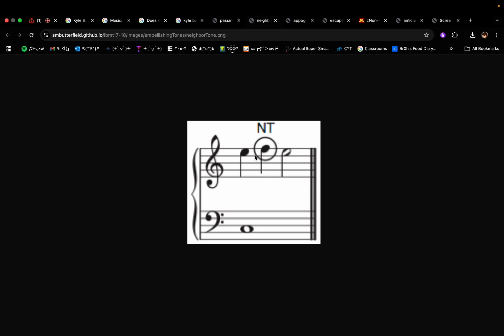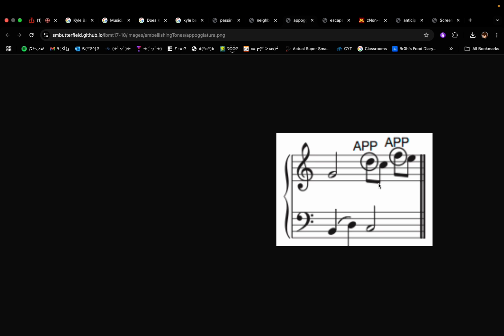The second type of non-chord tone we have is a neighbor tone. Neighbor tones are also called auxiliary tones, and they move stepwise, just like passing tones, but they move away from a chord and return. Appoggiaturas are a third non-chord tone. They're approached by a leap, and then they resolve in stepwise motion. Usually the step is in the opposite direction, and they're typically accented, which means they occur on strong beats.